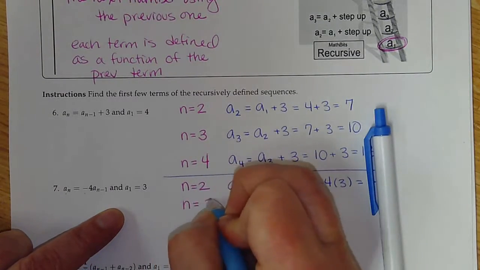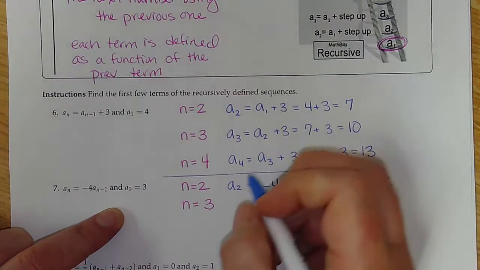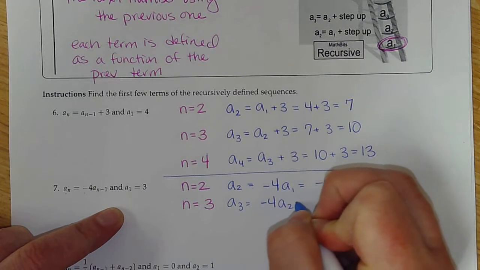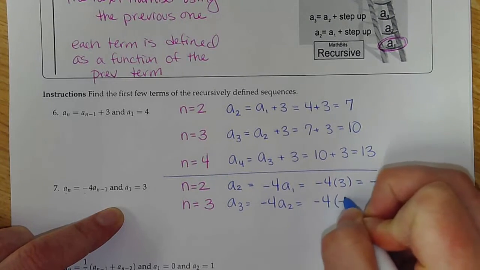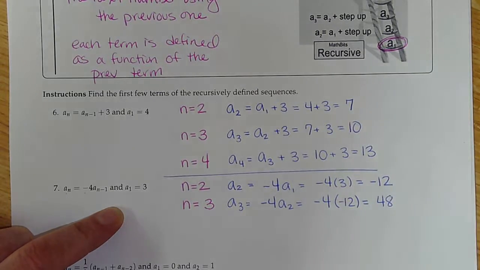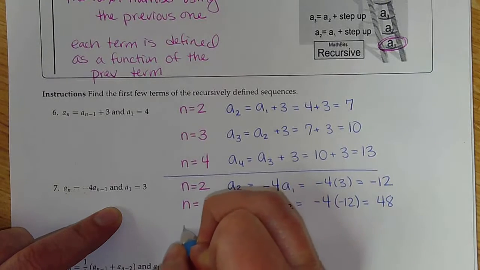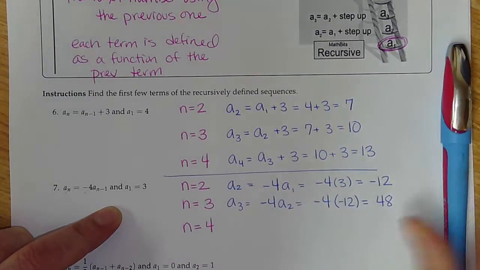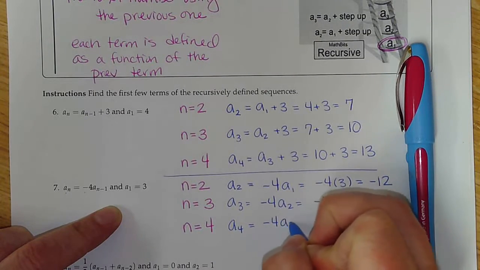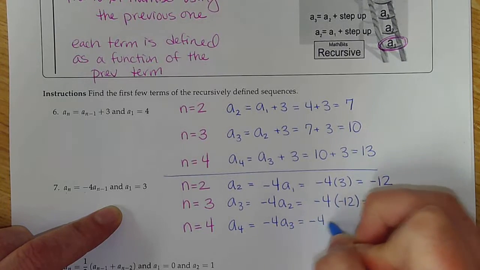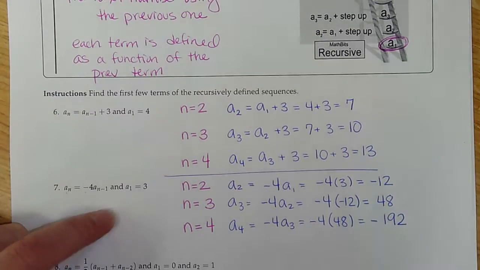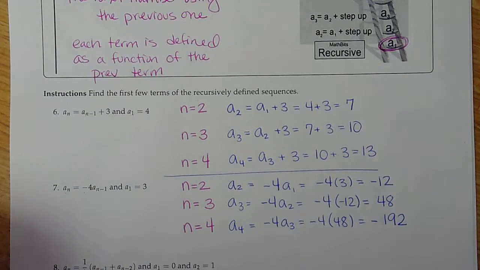To get the next term, a3, that's going to happen when n is equal to 3. So a3 is going to be negative 4 times a2. That gives me negative 4 times negative 12, which is equal to positive 48. And then we'll do one more. Let's find a4. a4 happens when n is equal to 4. So a4 is going to be negative 4 times a3, which is negative 4 times 48, which gives me negative 192. All right, so hopefully you found that when you tried that on your own.